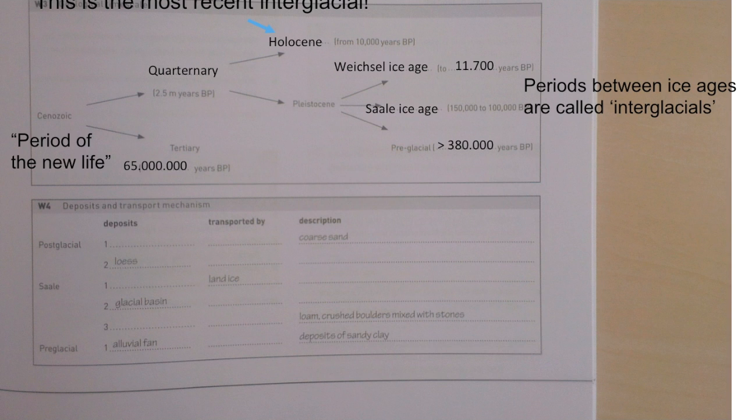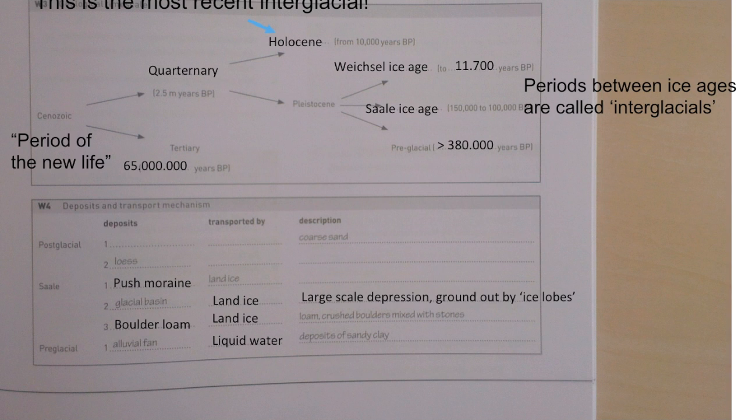The alluvial fan is the oldest one. It was put down in the pre-glacial period, and it was put down by liquid water. And what is the alluvial fan? Well, they're deposits of sandy clays. Then boulder loam, which was put down during the Saale Ice Age, and it was crushed by land ice. All right, crushed boulders mixed with stones in sand and clays and everything got crushed together to form loam. Also put down during the Saale Ice Age, glacial basins. It was formed by land ice, and there are large-scale depressions ground out by ice lobes.